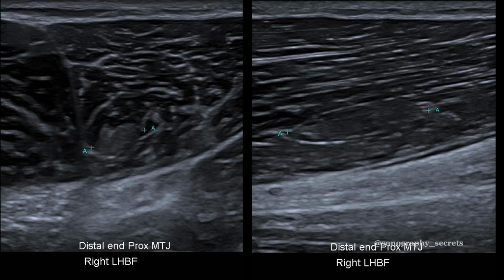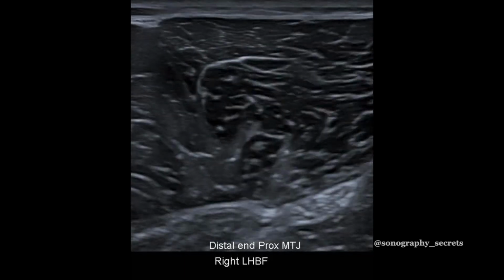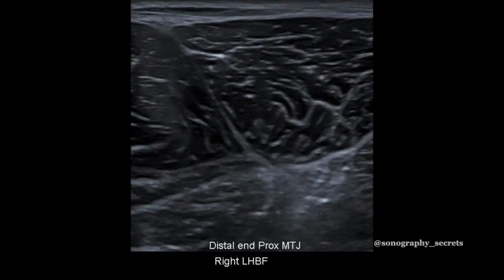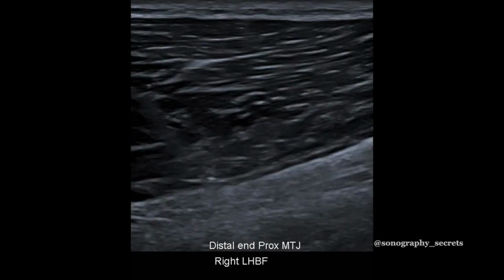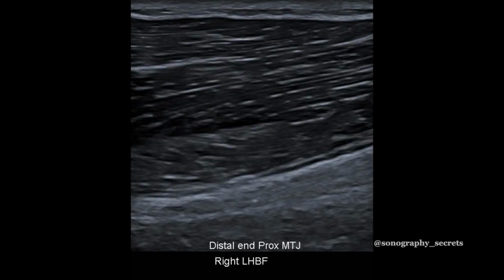And again, another elite athlete who's got some subtle discontinuity, some subtle blush at the distal end of the proximal MTJ of the long head of biceps femoris. So as we scan down, again, I'm looking at the white bit and we can just see just there a small blush and bleed at the distal end of the proximal MTJ.